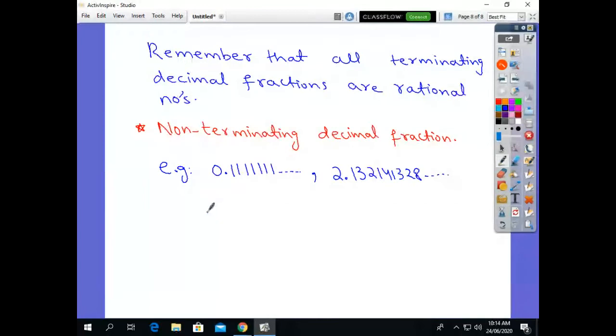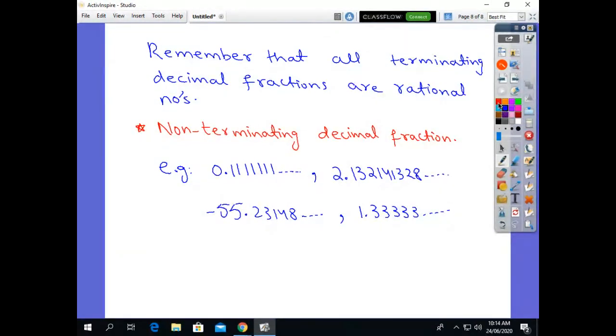Another example is negative 5.23148 and so on. And the last one we write here is 1.33333 and so on. These numbers are called non-terminating decimal fractions.